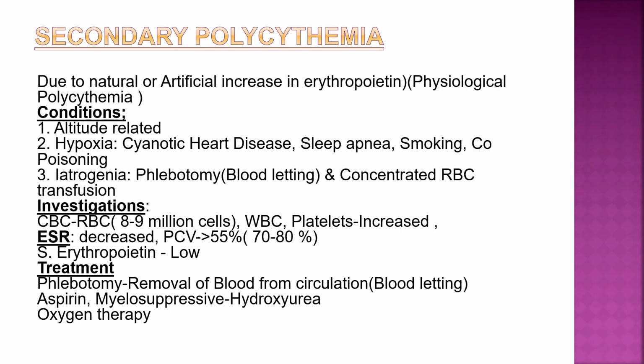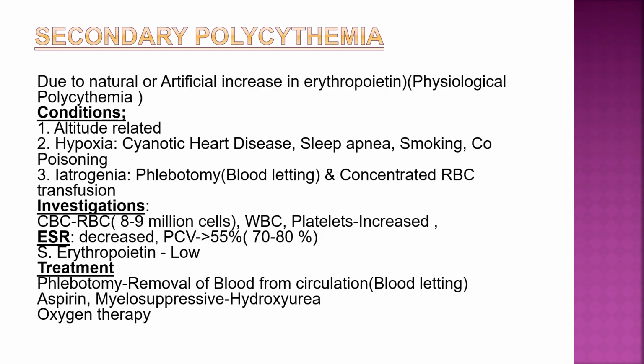Secondary polycythemia due to natural or artificial increase in erythropoietin, also called as physiological polycythemia. Conditions: altitude related, hypoxia, cyanotic heart disease, sleep apnea, smoking, carbon monoxide poisoning. Iatrogenic causes can be phlebotomy, bloodletting, and concentrated blood RBC transfusion.